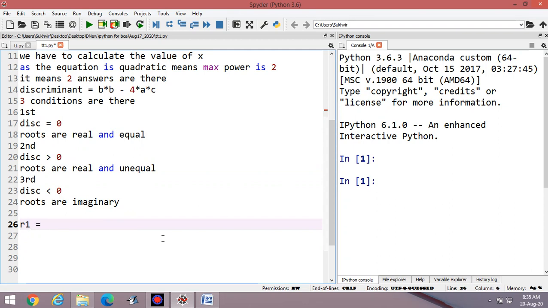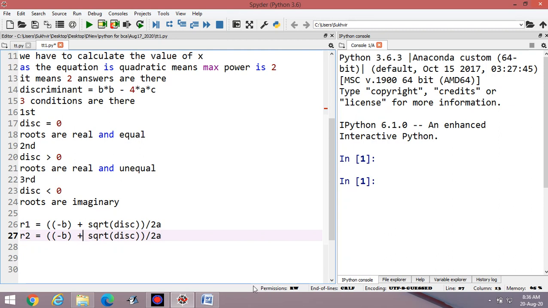Now what is the formula for roots? R1, the first root, we can write minus b plus square root of discriminant divided by 2a. Similarly, R2, the second root, minus b minus square root of discriminant divided by 2a.